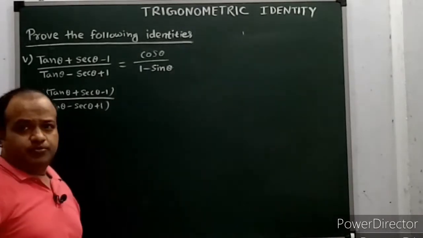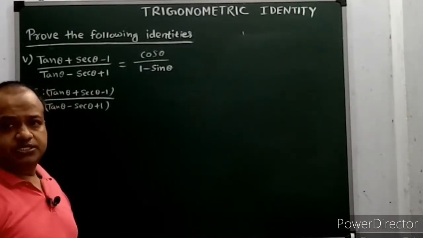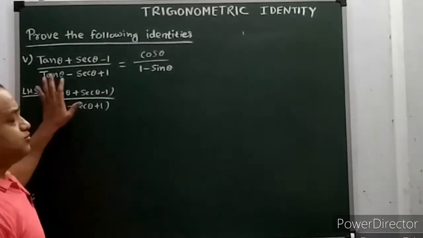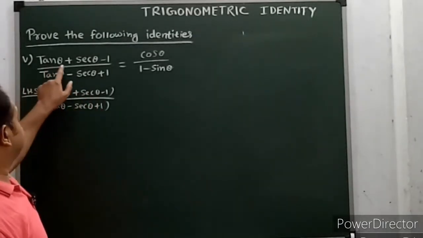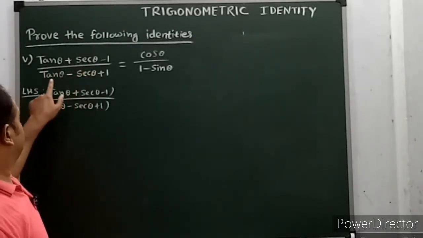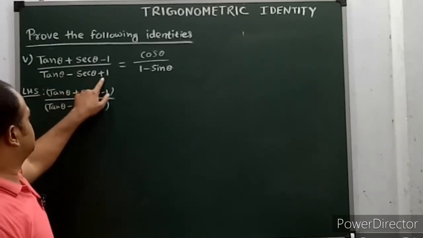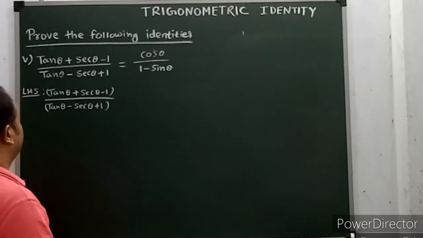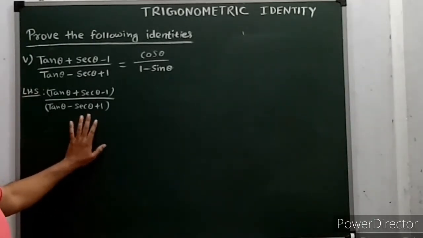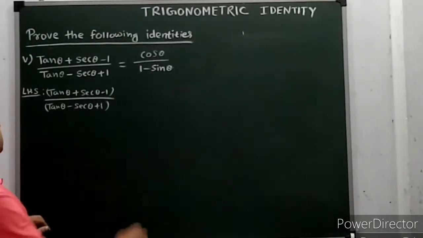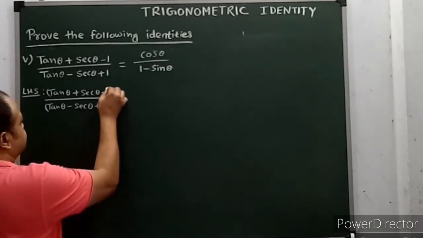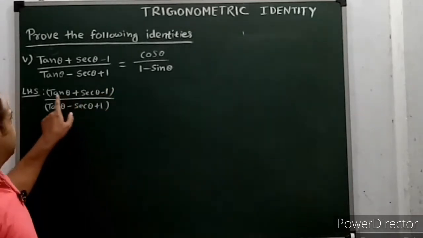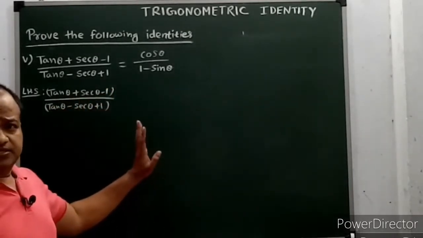Well, this sum is very important for the board examination purpose. What we have to do here, we have to prove tan theta plus sec theta minus 1 by tan theta minus sec theta plus 1 is equals to cos theta by 1 minus sin theta. First we will copy the left hand side. Now see what we find, that here is 1 and it involves sec theta and tan theta.